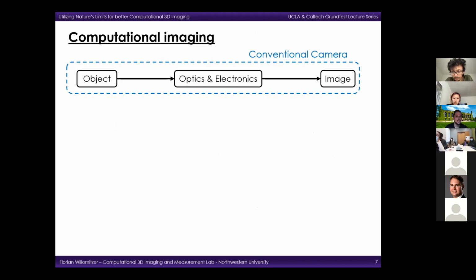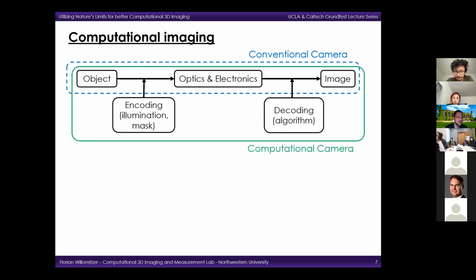And the definition is that computational imaging takes the classical imaging pipeline of a conventional camera and adds two very important components. And this is encoding, which can be done by the illumination or an optical mask, and decoding, which is done with an algorithm. Yeah, and the information that is decoded here, that is the information that reaches the sensor to evaluate the final result.